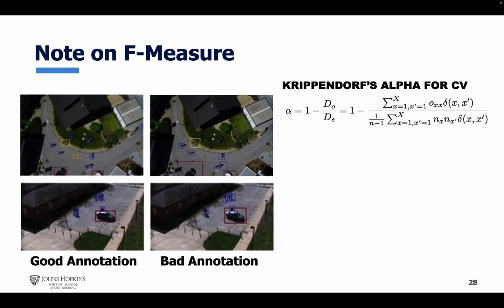Whereas I would argue that it's more difficult to measure agreement and disagreement in computer vision than it is in natural language processing, where words are discrete, they're very clear, you either got it or you didn't get it. There's even some nuance there, but we don't need to go into that detail.